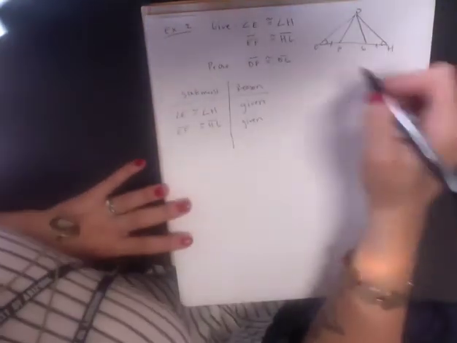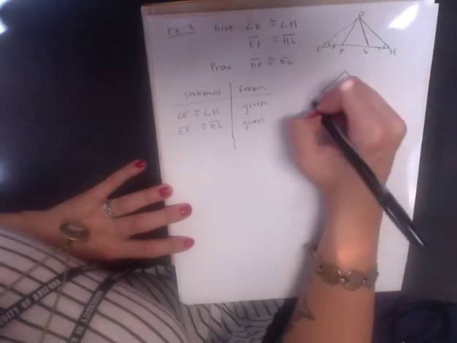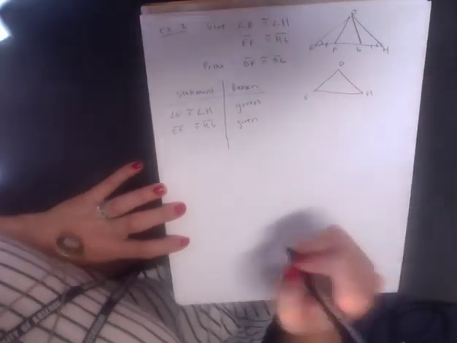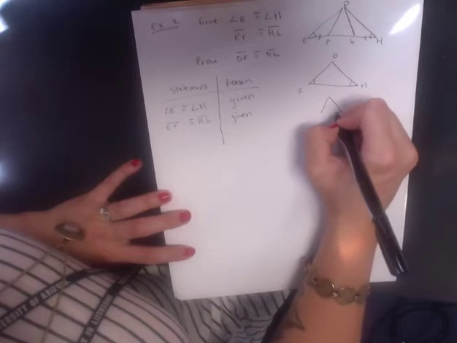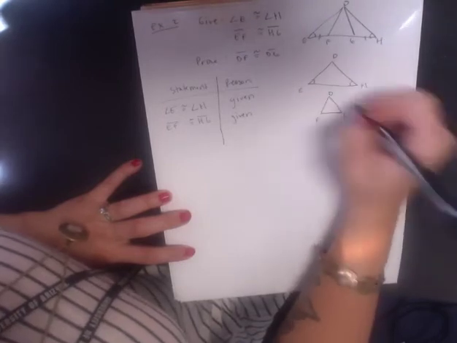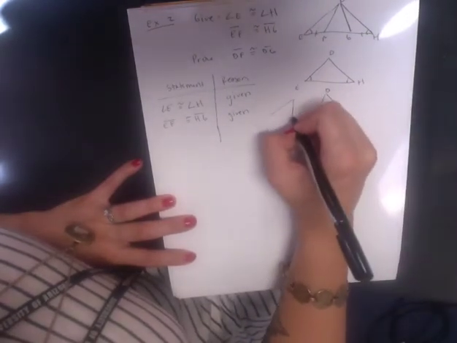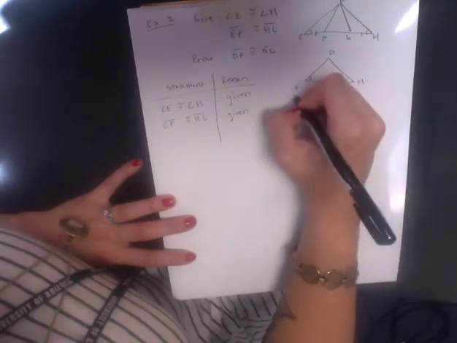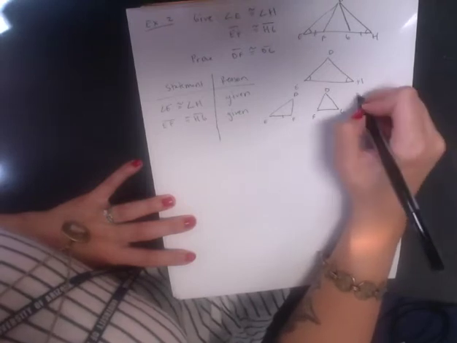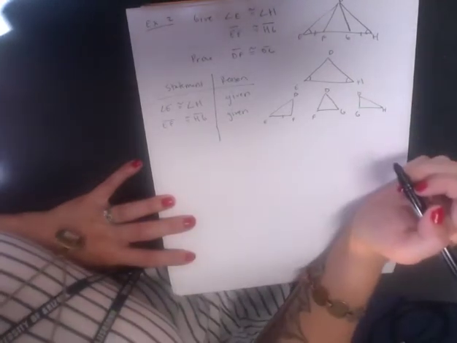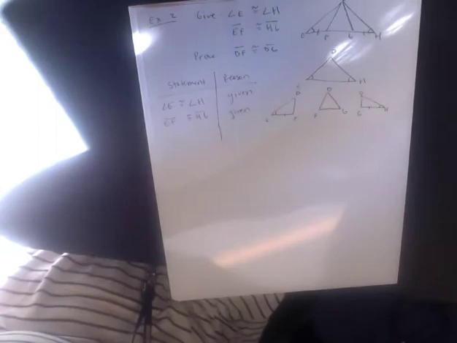Interesting. I'm going to redraw my triangles to make it easier to see. So I have my big triangle here, EDH, and I know that these are congruent. I have my little triangle here, FGD, which I don't know anything about. Okay, and I have two side triangles, EFD and GHD. I know that these are the same and congruent.